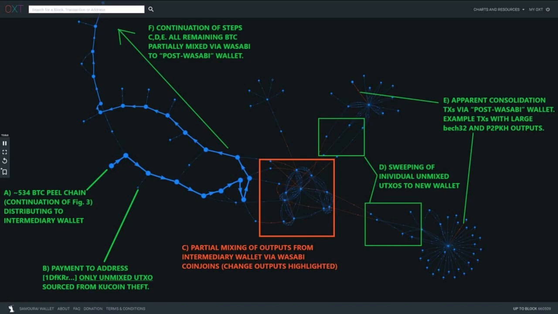this is the second time that we've come across this entity. We had seen this before in the previous report, the China and North Korea report, basically this same process. And now that we had seen this again, and we've seen it in an even better context, we had a feeling that something really is going on here. It's not just Wasabi being involved. This second part of the transaction graph, this D and E, the sweeping of individual UTXOs and the apparent consolidation, we had a feeling that something was going on here, and we'll talk a bit about that as we keep going.